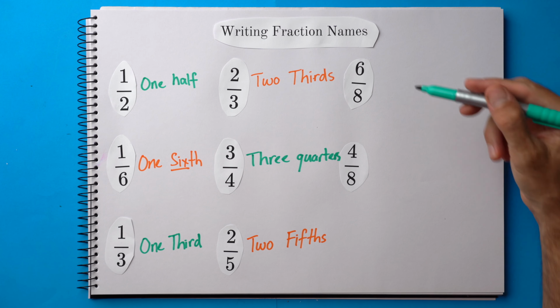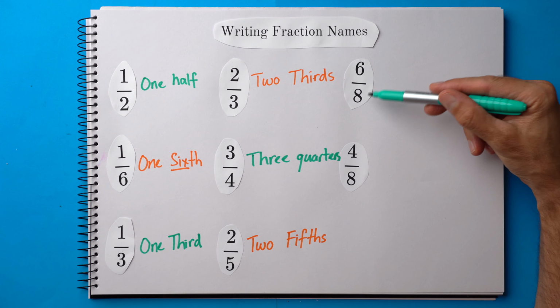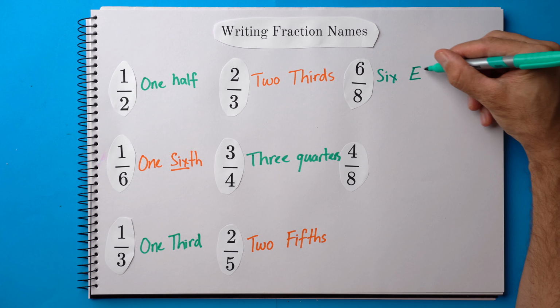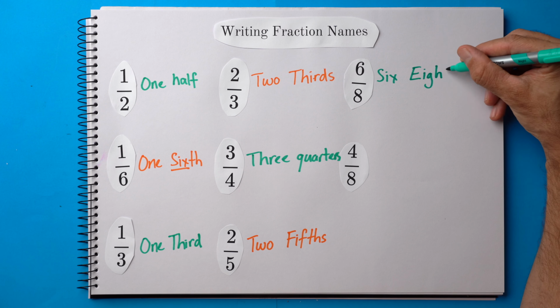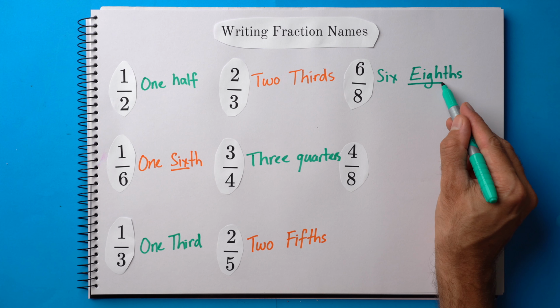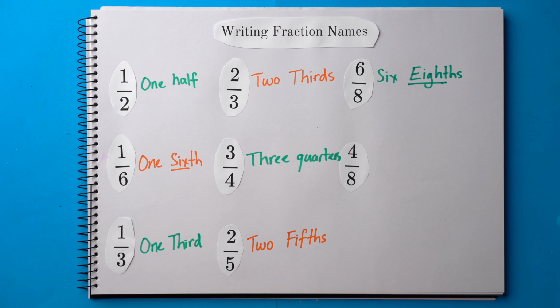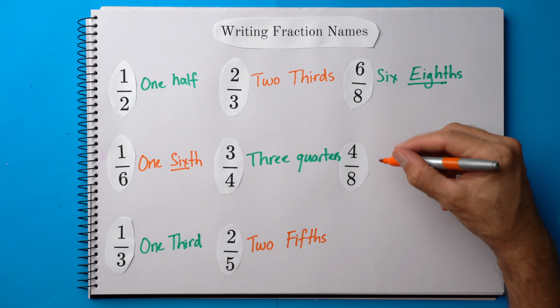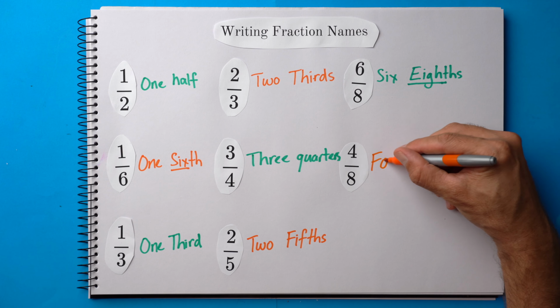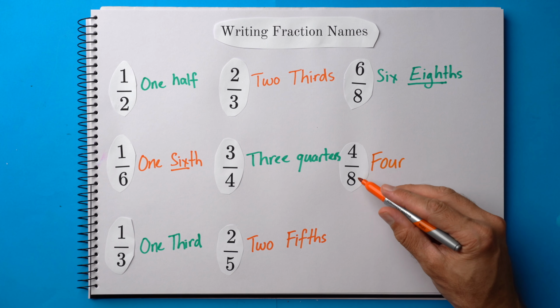So in this one here, we've got a 6 and an 8. So we say 6 eighths. And the last one has 4, and again, they're eighths.